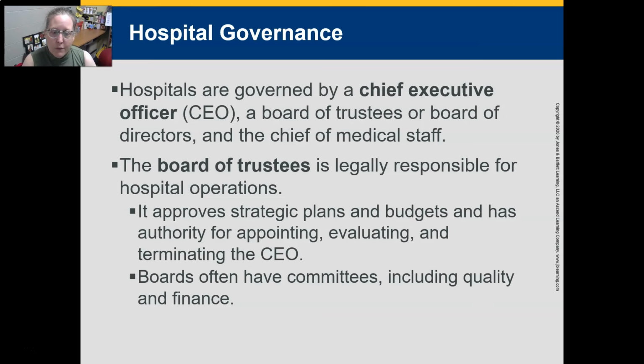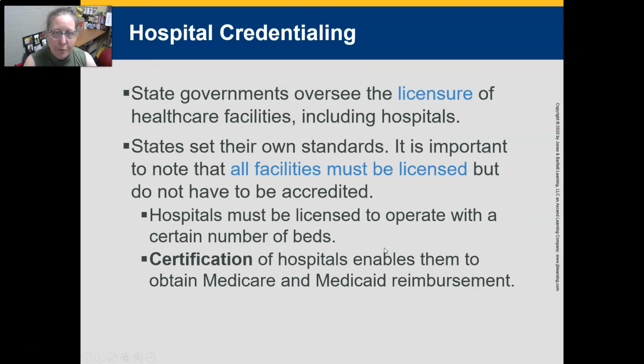The boards often have subcommittees, including quality and finance committees, to keep track of everything that is going on in the hospital. State governments oversee the licensure of healthcare facilities, including hospitals. They usually inspect their hospitals yearly to make sure they're still operating the way they're supposed to and to validate their license. States set their own standards. It is important to know that all facilities must be licensed, so you cannot operate a healthcare facility without a state license, but they do not all have to be accredited.